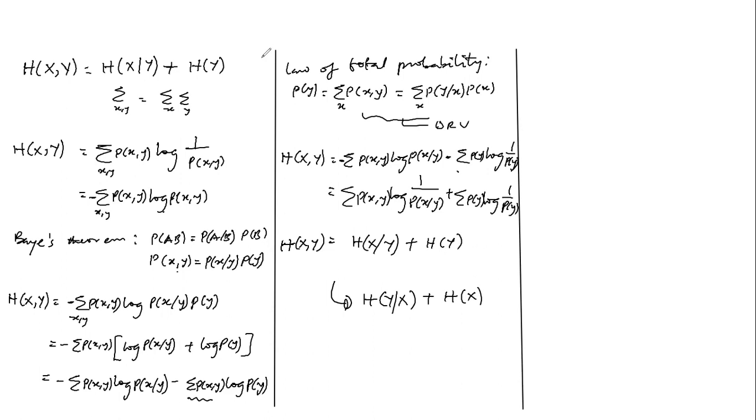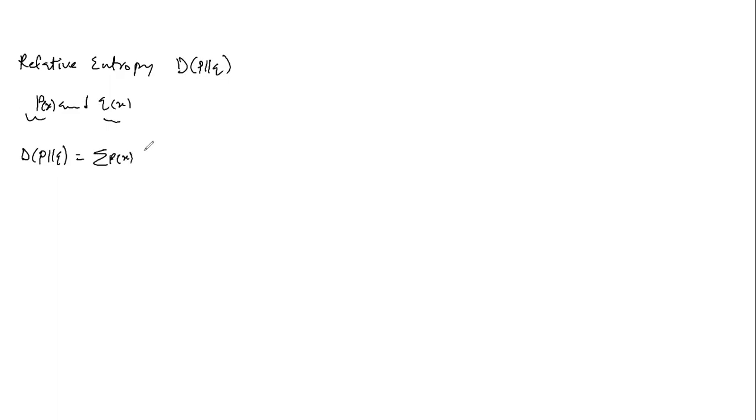Now that we've cleared this, let us consider relative entropy. The relative entropy of two probability distributions, P and Q, which are probability mass functions, say P of X and Q of X, is a measure of the distance between the probability mass functions. That is, the relative entropy between P and Q is the same as the sum of P of X log P of X divided by Q of X, which is the same as the expected value of log P of X over Q of X.